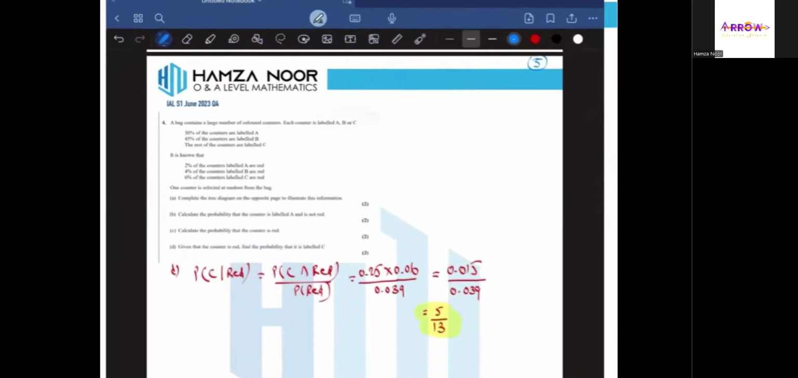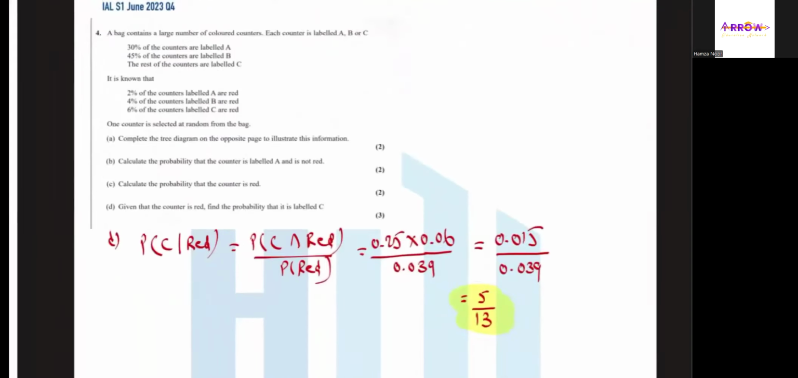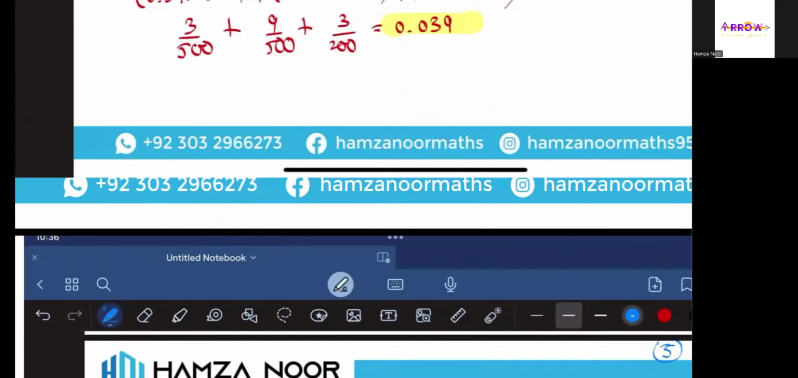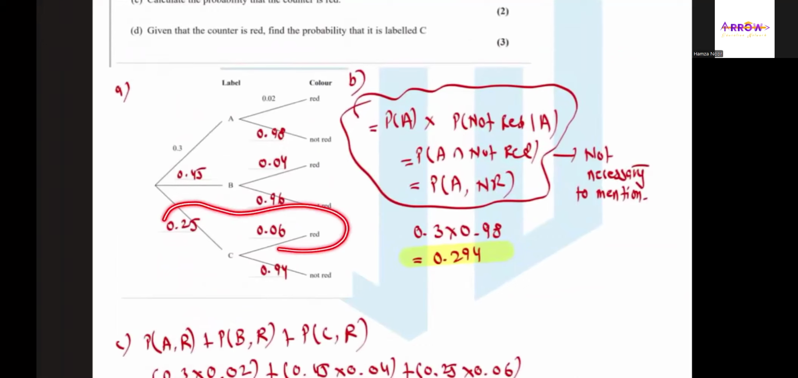Okay, now it's fine. So here is the working for part D. We need to find the conditional probability over here. We need to find the probability that the counter is labeled C given that it is colored red. So, C intersection red divided by the probability of red. C intersection red is exactly the same thing as 0.25 multiplied by 0.06.